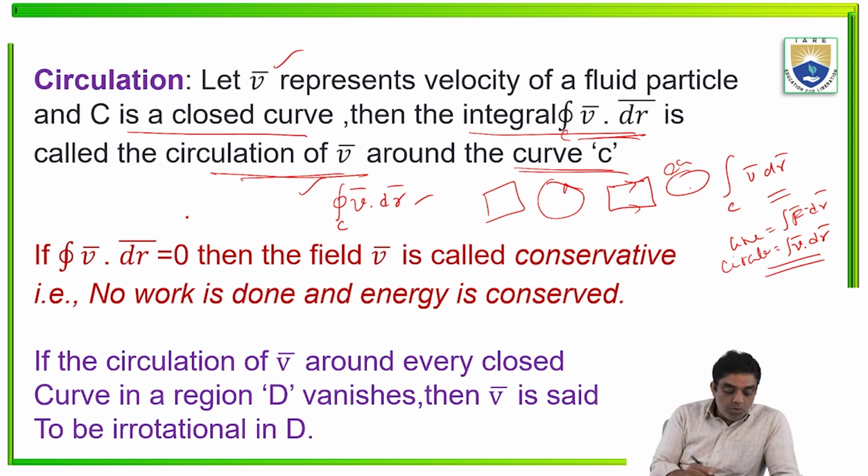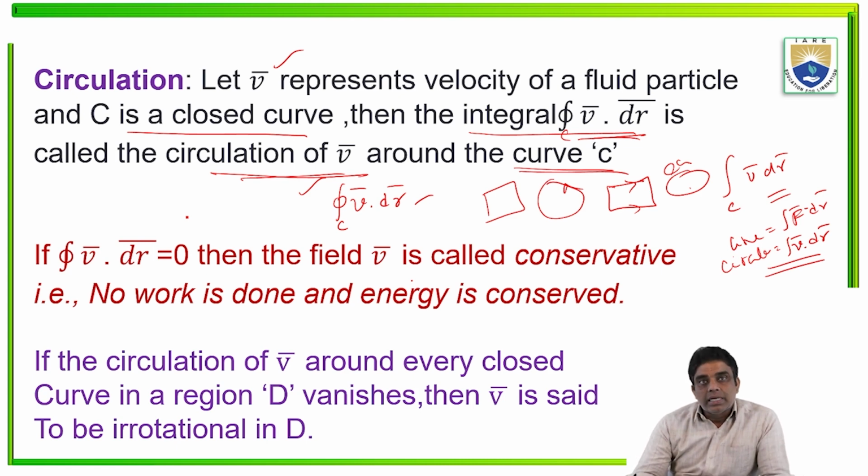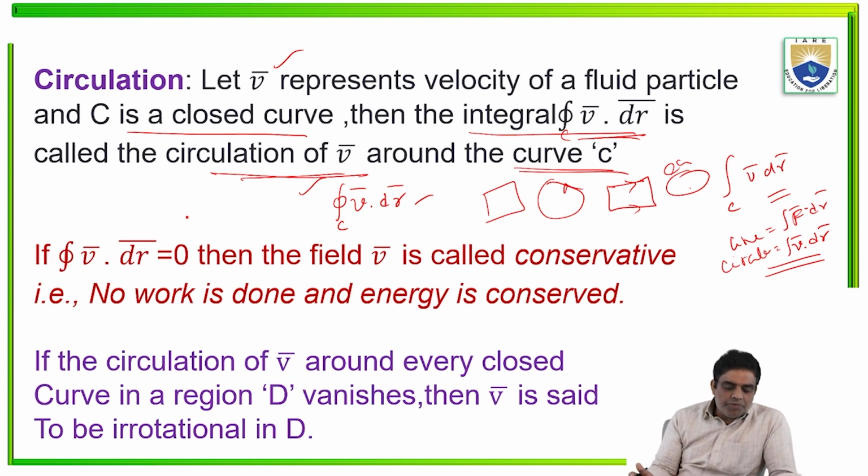Similarly, suppose the integral over the closed curve of v bar dot dr bar is equal to 0, then the field v bar is called conservative. Conservative means there is no work done and energy is conserved. There is no loss in the energy. If the integral over the closed curve of v bar dot dr bar is 0, then v bar is called conservative. Conservative means the energy is as it is, so there is no work done. So to find whether work is done or not, we check whether the integral over the closed curve C of v bar dot dr bar is equal to 0 or not.